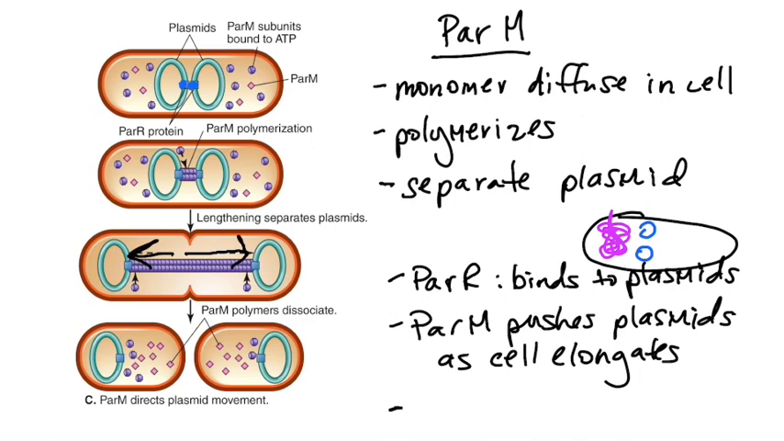Until finally, in our last step, these cells have completed division, and now ParM is going to depolymerize after division is done. So we've separated out our plasmids, we've made our 2 new daughter cells. Both daughter cells have everything they need to continue growing in their particular environment.